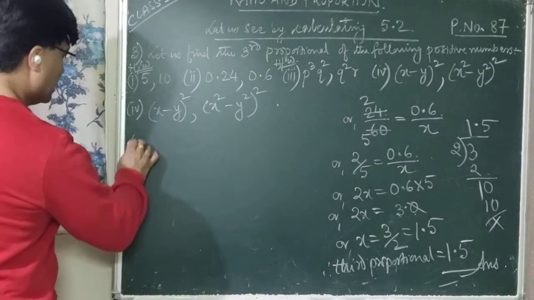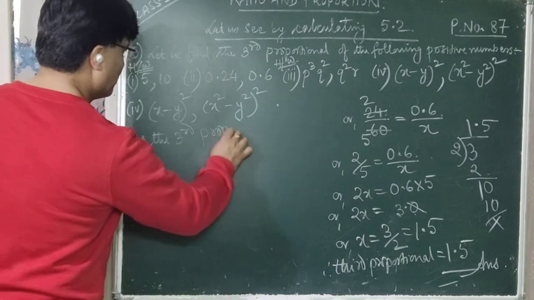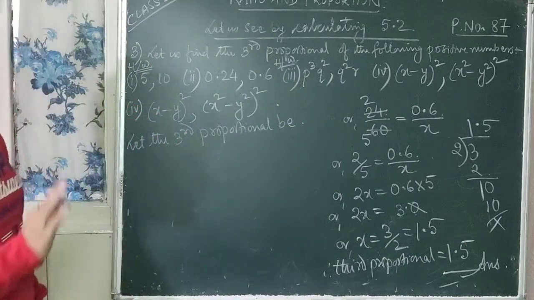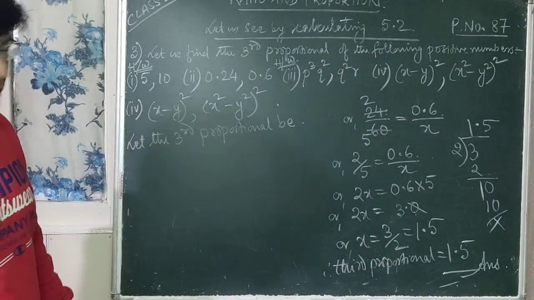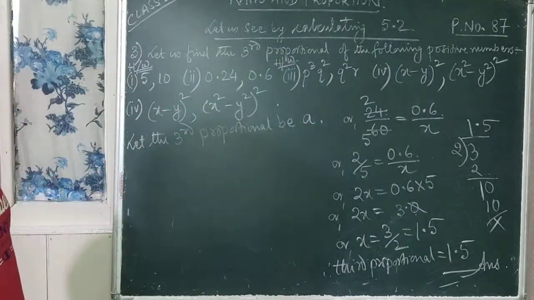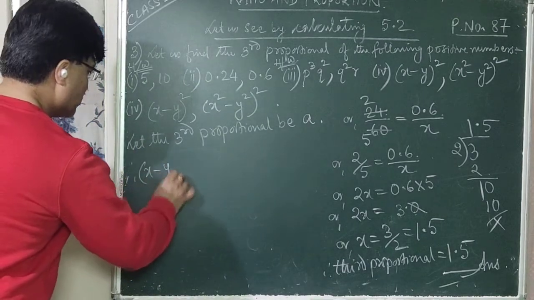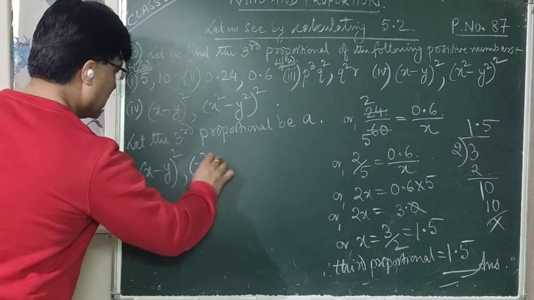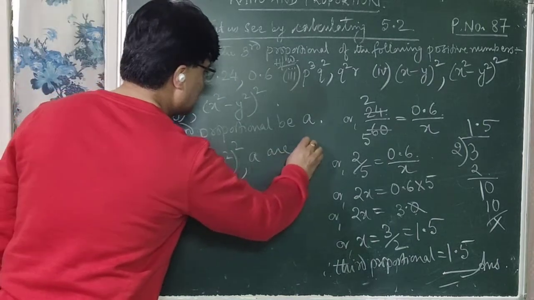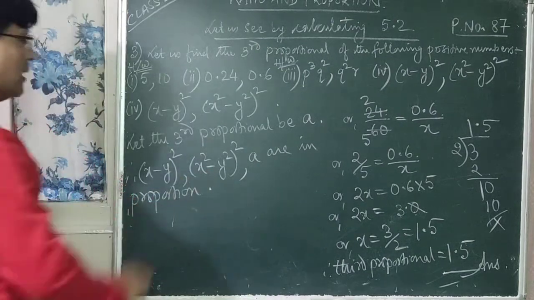Okay? So let the third proportional be, so here we cannot assume x because in the question x is given. Let us assume it as small a, right? Let the third proportional be a for this question number 4. So therefore (x minus y) whole square, comma, (x square minus y square) whole square, comma, a are in what? Are in proportion. So they are in proportion.